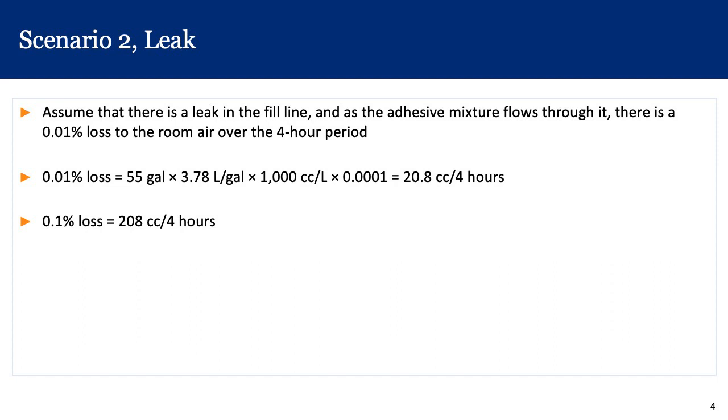Celsius. So we assume that there is a leak in the fill line, and as the adhesive mixture flows through it, there is a 0.01% loss to the room air over the 4-hour period. So 0.01% loss corresponds to 55 gallons that you convert to liters. You multiply by 3.78 liters per gallon, which you then convert to cc's: 1,000 cc's per liter, and then the 0.01%, that's 0.0001. That comes out to be 20.8 cc's per 4 hours. Likewise, we can calculate a 0.1% loss. That's 10 times more, so it's 208 cc's per 4 hours.